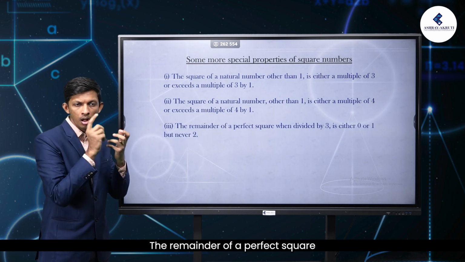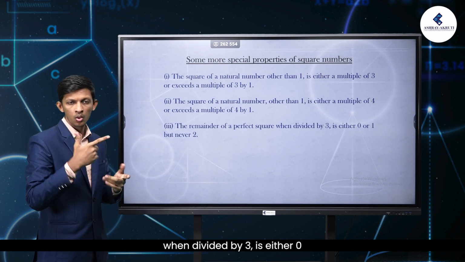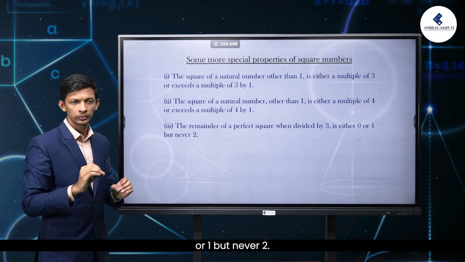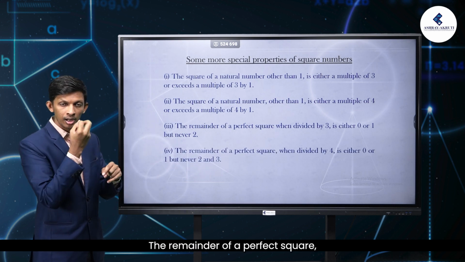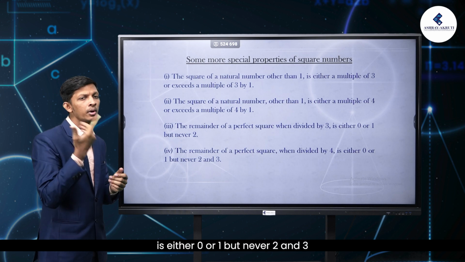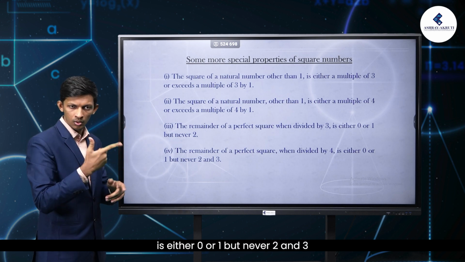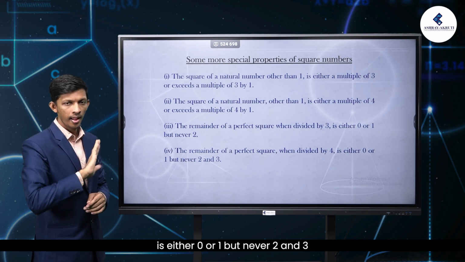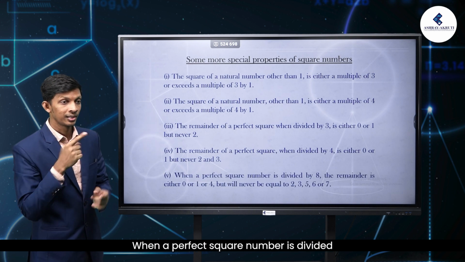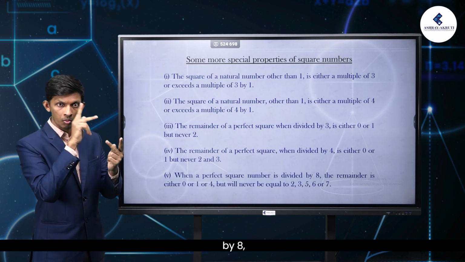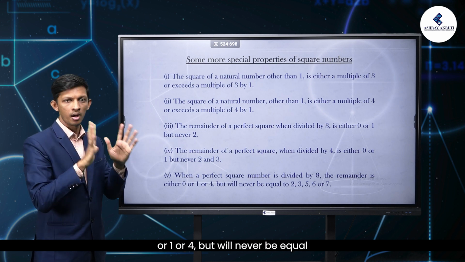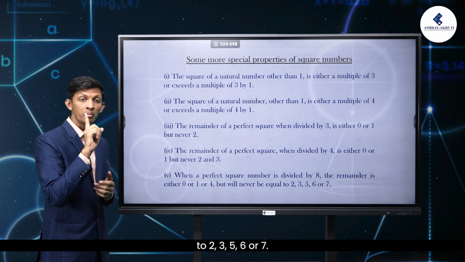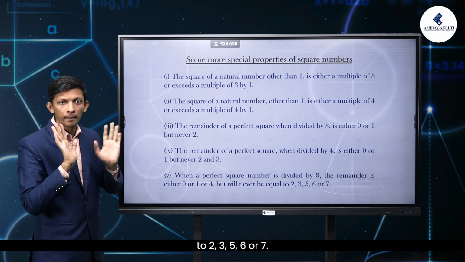The remainder of a perfect square when divided by 3 is either 0 or 1 but never 2. The remainder of a perfect square when divided by 4 is either 0 or 1 but never 2 or 3. When a perfect square is divided by 8, the remainder is either 0, 1 or 4, but will never be equal to 2, 3, 5, 6 or 7.